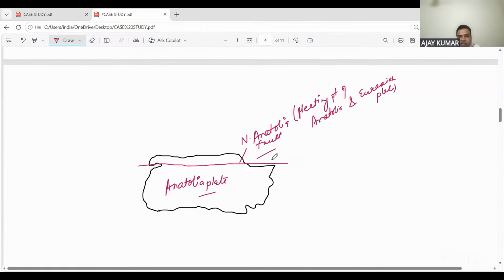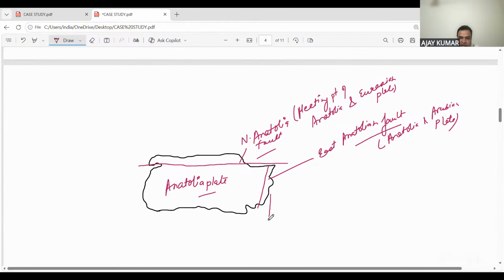Okay, on this side there is another fault. This is the East Anatolian fault, which is the meeting point of the Anatolian and Arabian plates. Okay, on this side we have the Dead Sea transform fault.